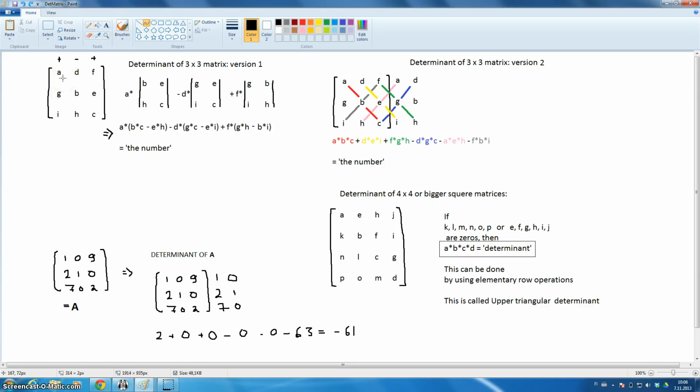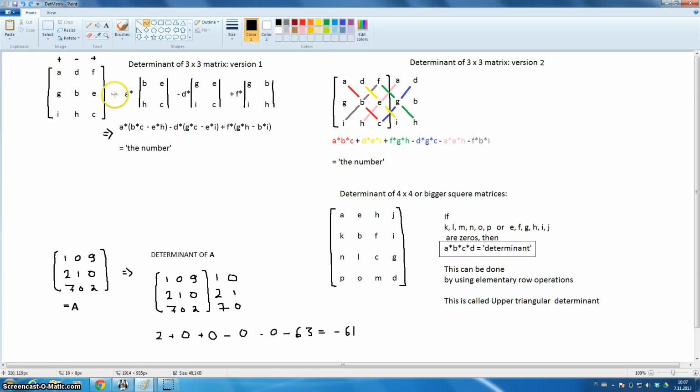But anyway, as you see, these are the same formula in different representations, because this B C over there minus A times E G, which is over here, and so on.